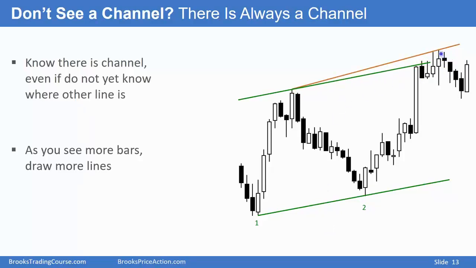We are reversing down here, so I'm going to draw another line using this high and this high. And I'll wait to see what happens. If we go higher, I'll draw another line. And if we keep getting higher lows here, this line then becomes unimportant, and I'll draw another line with this as point 1 and maybe this as point 2.